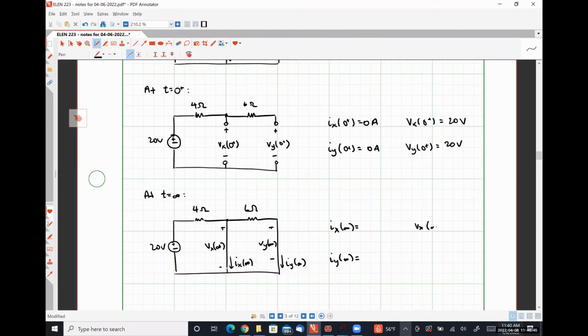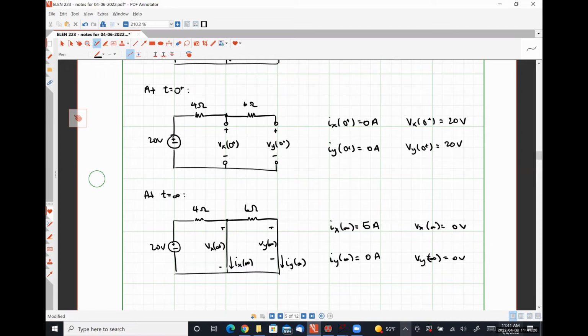So we know by inspection that Vx of infinity has to be 0 volts and Vy of infinity has to be 0 volts as well, because those are voltage drops over short circuits. How do we figure out Ix and Iy? Iy should be 0. I agree. Ohm's law for the other one, right? Okay, so that means 20 over 4 is 5 amps.